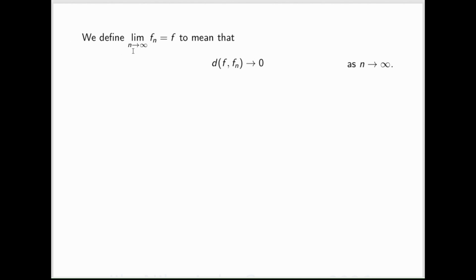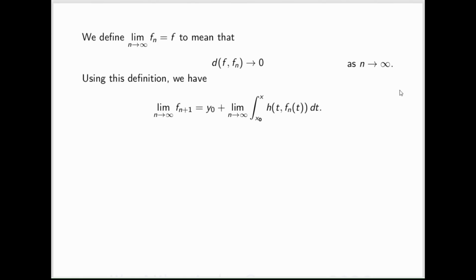So we define the limit as n goes to infinity of fn, these are the Picard iterates, equal to f, which is the pointwise convergence of the Picard iterations, to mean that the distance between f and fn goes to 0 as n goes to infinity. This is again not the exact definition, it's just the feeling of it.